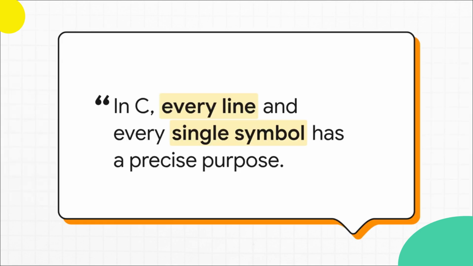So what's the big takeaway here? It's that in code, there is no wasted space. From the hashtag symbol to the curly braces to that final semicolon, every single character is there for a reason. It has a precise and important job to do. Programming really is a language of precision.